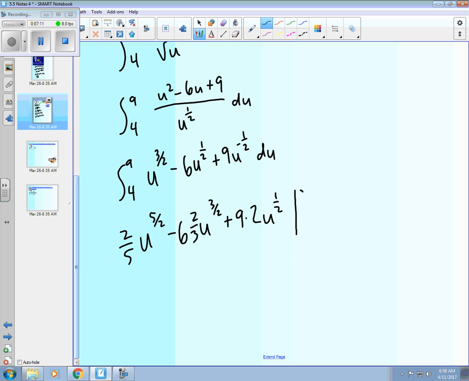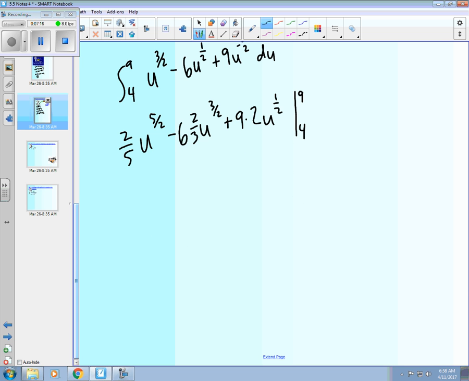And we want to evaluate this at 9 and 4. Now plug in 9 and 4. I suppose we probably should do a little simplifying here first. 6 times 2/3 is going to be 4. And 9 times 2 would be 18. So now plug in 9 and 4, and we should be able to do this.